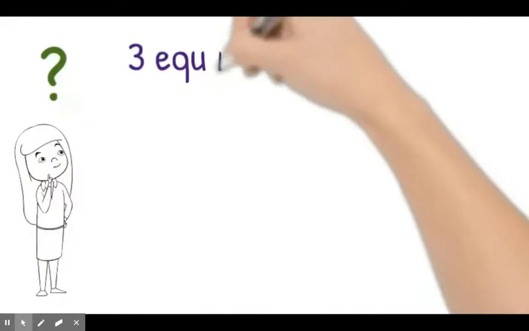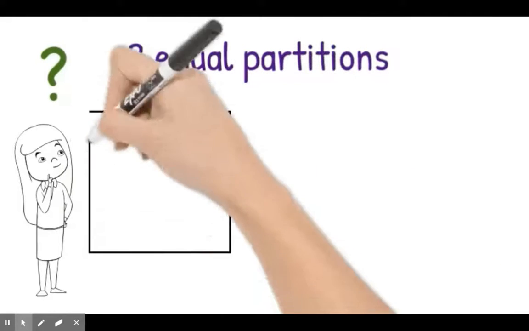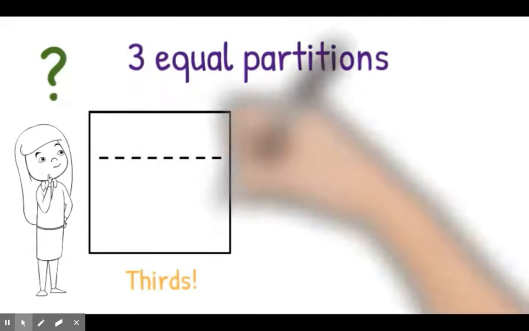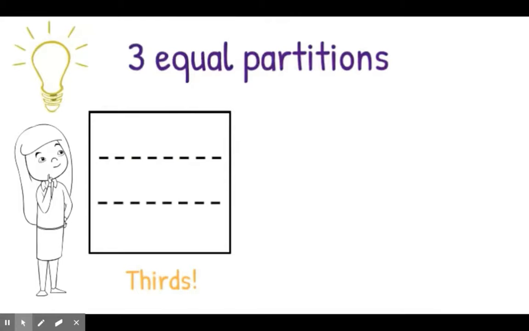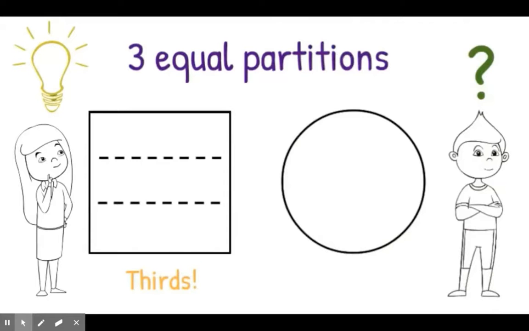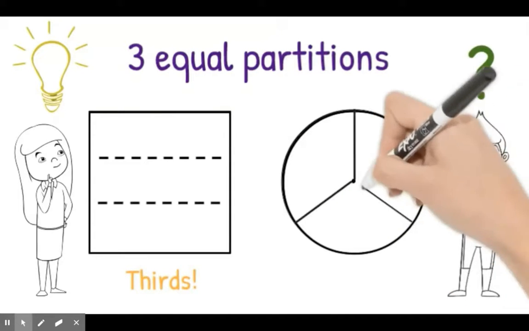Ready for a question? How can we show 3 equal partitions on a square? Yes, thirds. Is there another way? Got it. What about a circle? Those pieces aren't equal. Find the center. Now the 3 sections are equal.